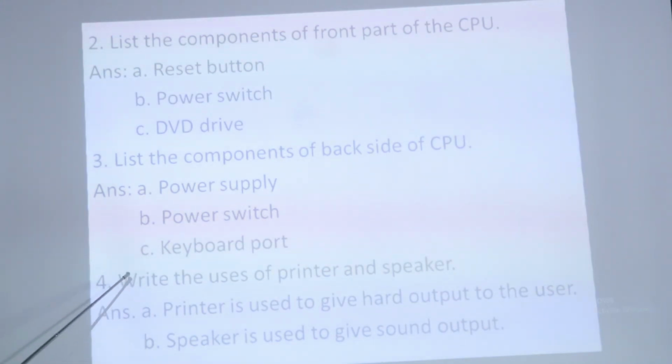Question number 4. Write the uses of printer and speaker. Okay, answer: A. Printer is used to give hard output to the user. B. Speaker is used to give sound output.